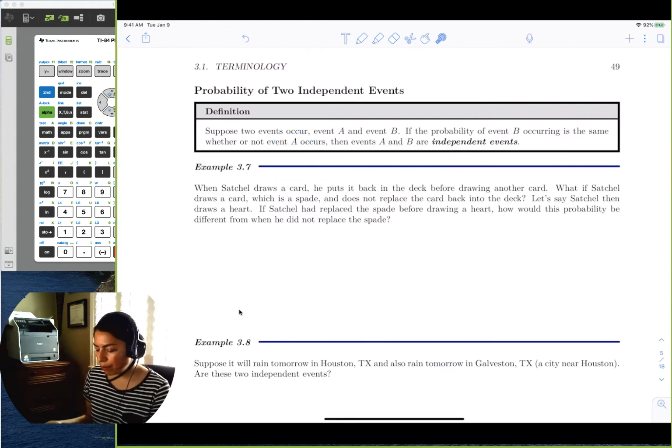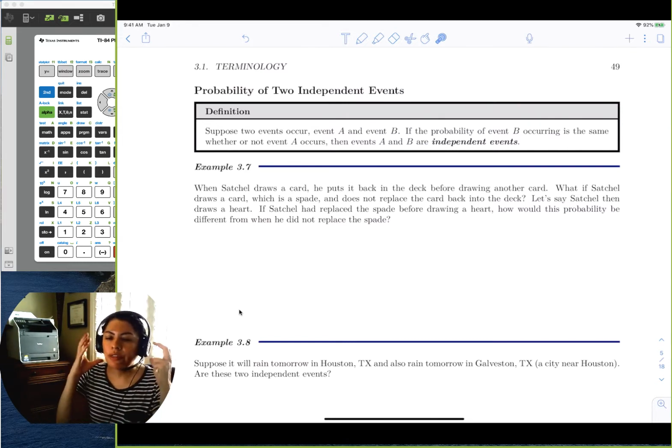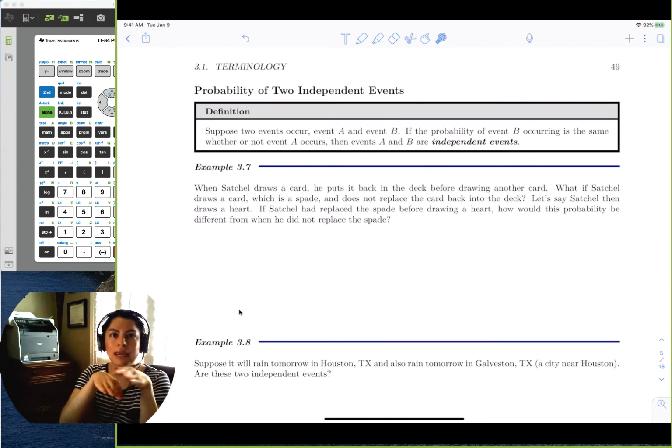So for example, if I have the second event occurring, is that second event affected by the first event? That's different than mutually exclusive, right? Because disjoint events say there's no overlapping outcomes, but independent events say that the second or the following probability is not affected by the first.